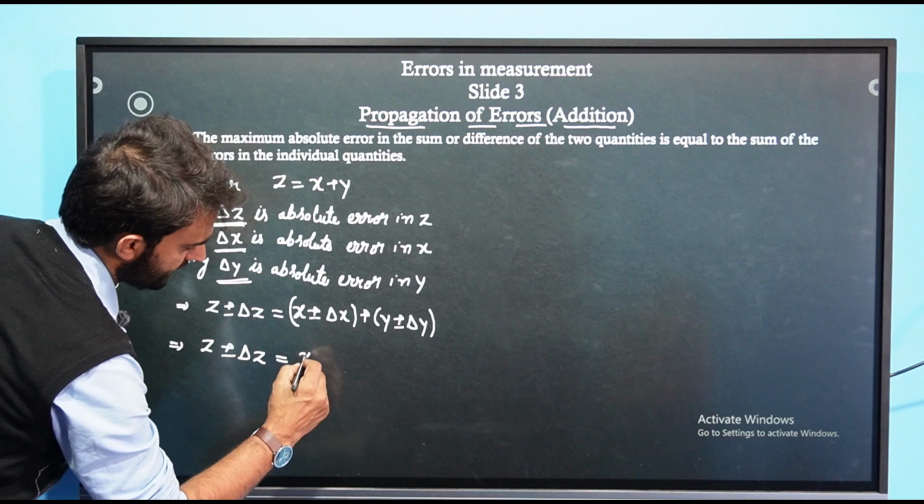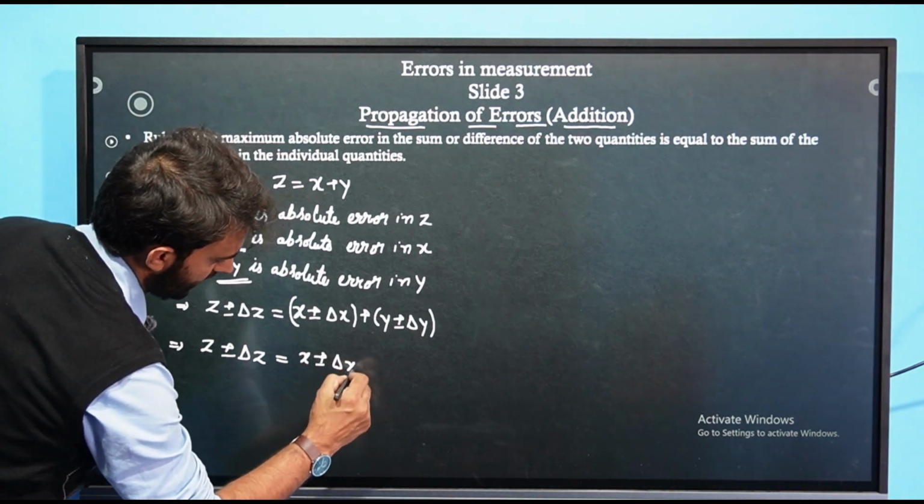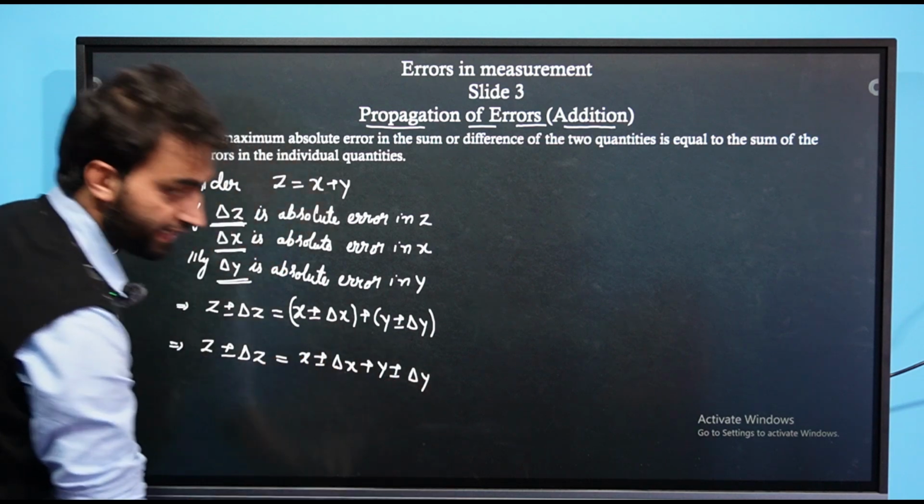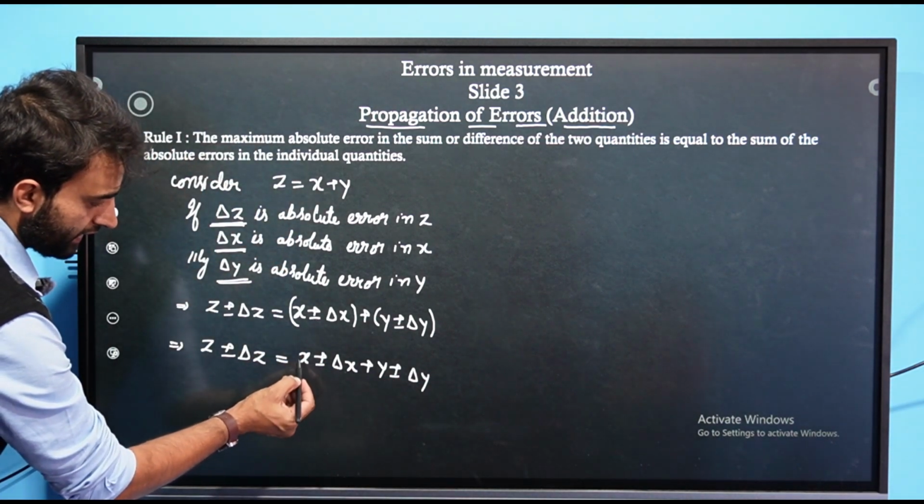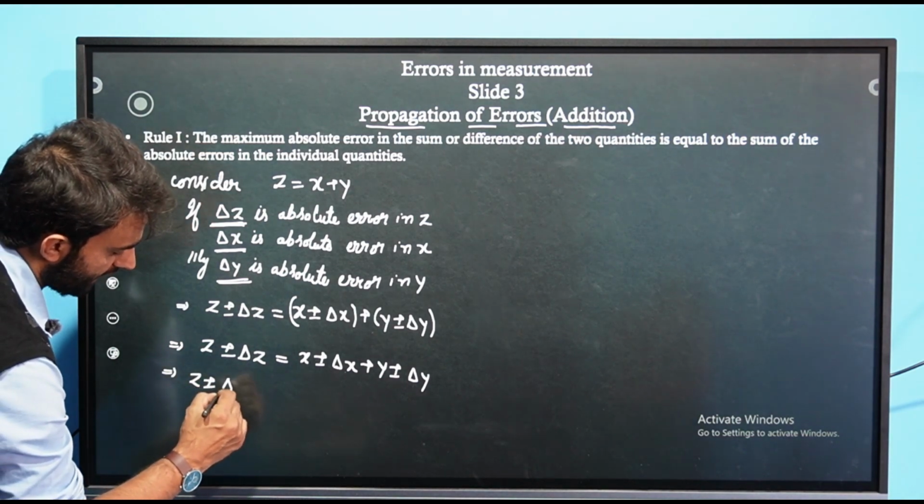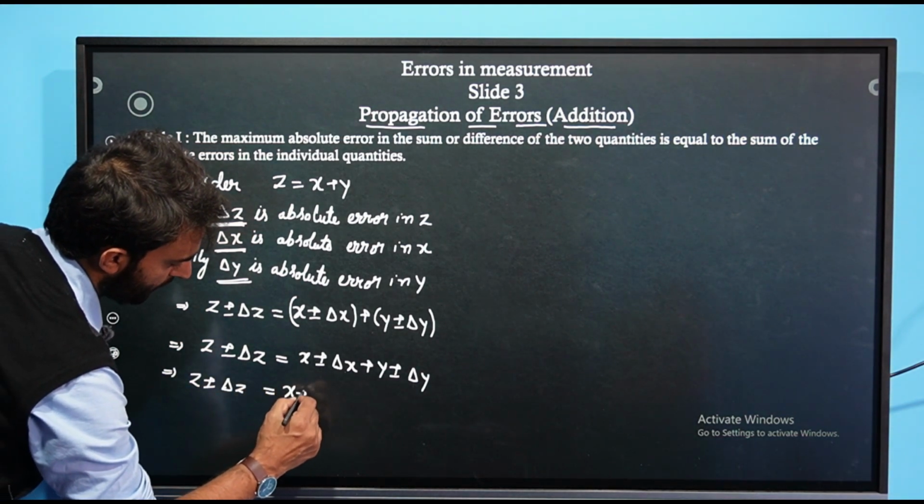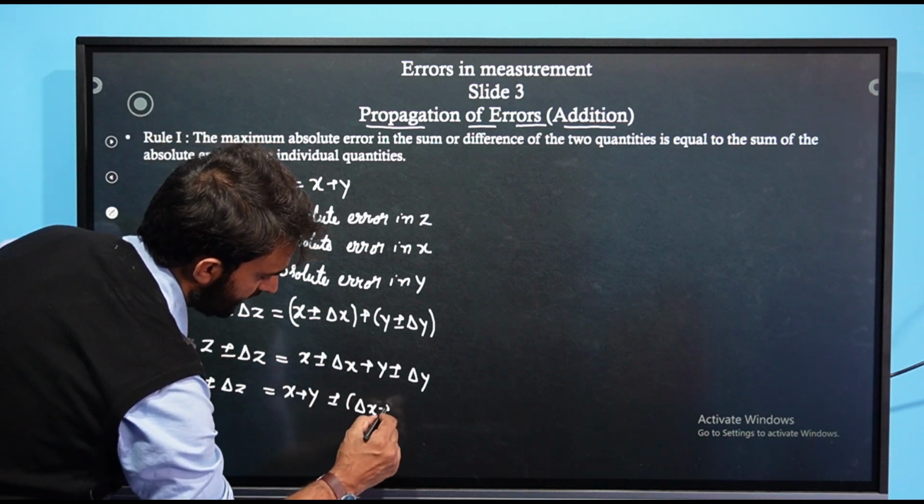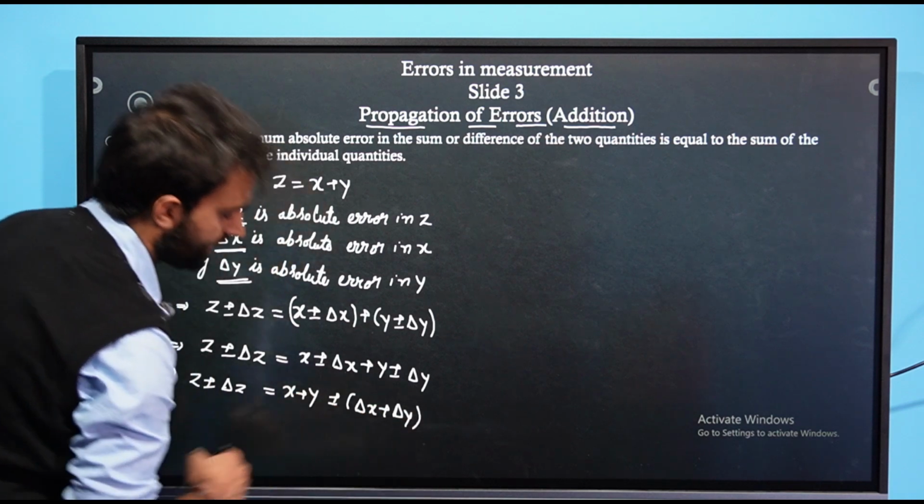Okay, so can I write it as, this implies we can say z plus minus delta z is equal to x plus minus delta x plus y plus minus delta y. Is that correct? So if you see there is x and this y, so let us rearrange the terms. So we can write it as x plus y and then plus minus delta x plus delta y. Is it correct?